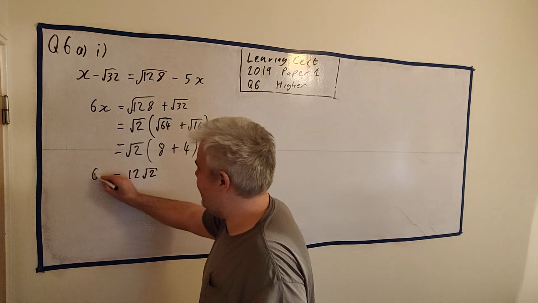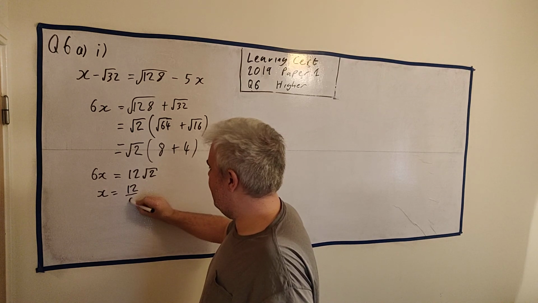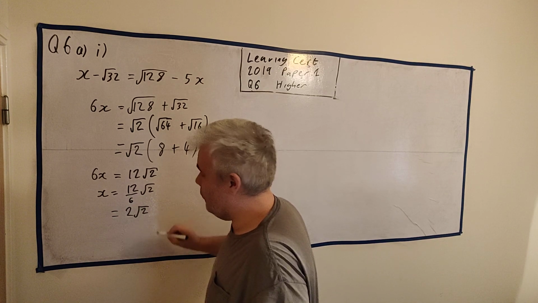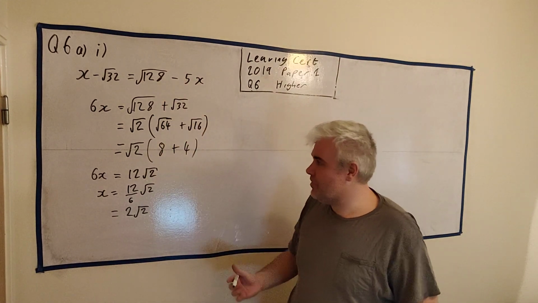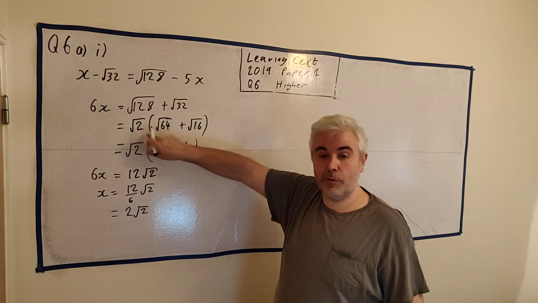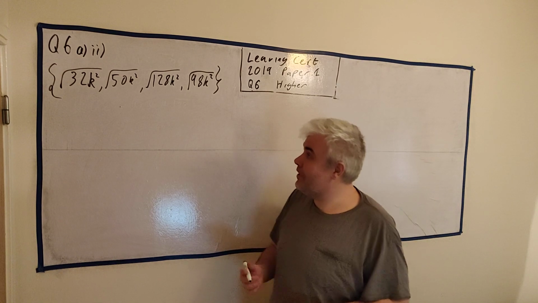And 6x is still equal to this. So x is equal to 12 over 6 square root 2, which is equal to square root 2. That's the format they wanted. That's it. That was a simple enough question. They're really just asking you, do you know how to multiply and divide square roots? And that's it.